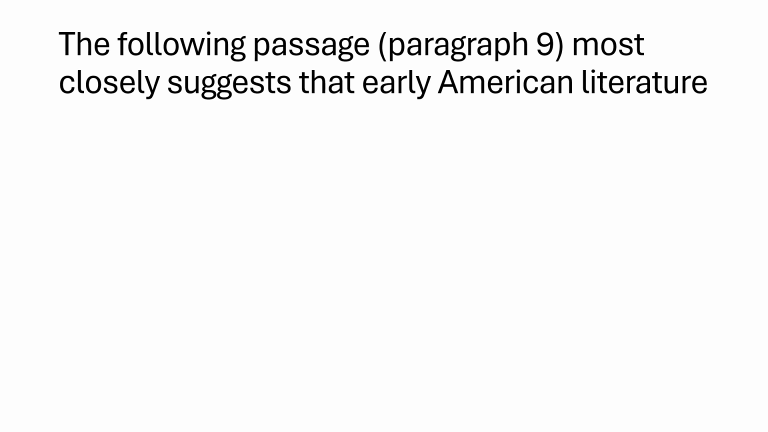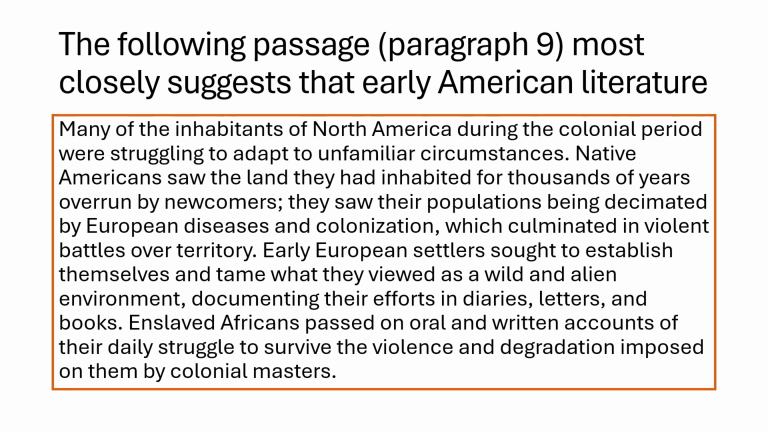The following passage, paragraph 9, most closely suggests that early American literature... Many of the inhabitants of North America during the colonial period were struggling to adapt to unfamiliar circumstances. Native Americans saw the land they had inhabited for thousands of years overrun by newcomers. They saw their populations being decimated by European diseases and colonization, which culminated in violent battles over territory. Early European settlers sought to establish themselves and tame what they viewed as a wild and alien environment, documenting their efforts in diaries, letters, and books.